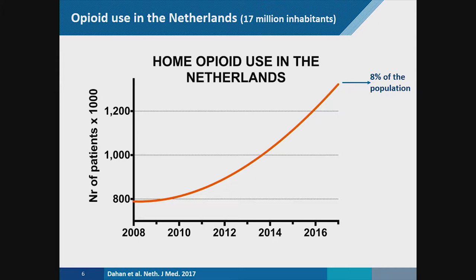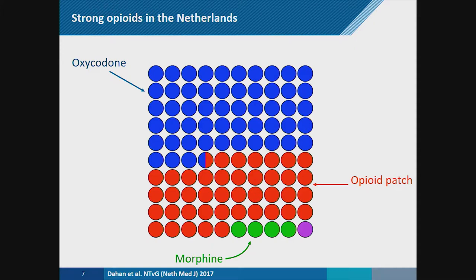If we look at the strong opioids that people take in my country, it's predominantly oxycodone. That's a very popular drug. And that is a little bit surprising because this is a generic drug. There's little pressure from manufacturers to promote or to treat with oxycodone.